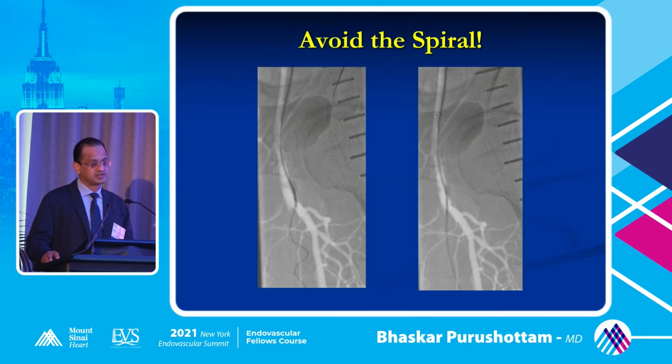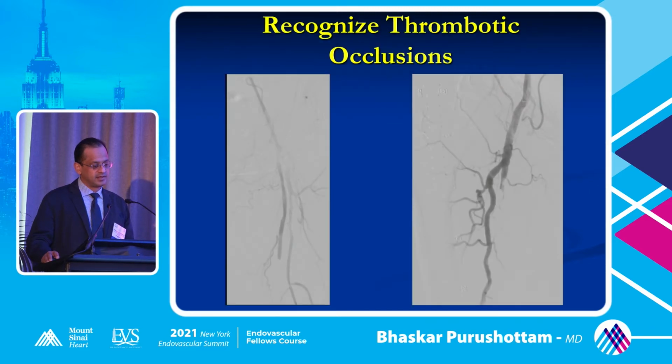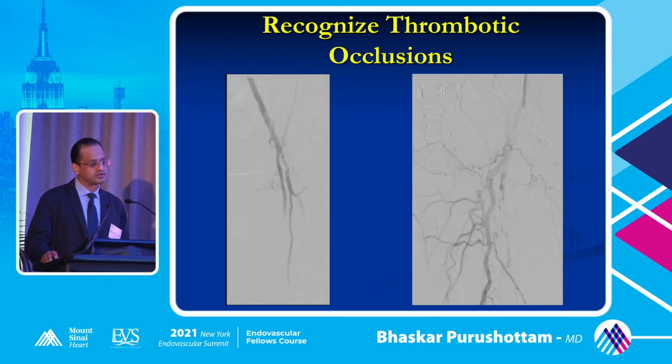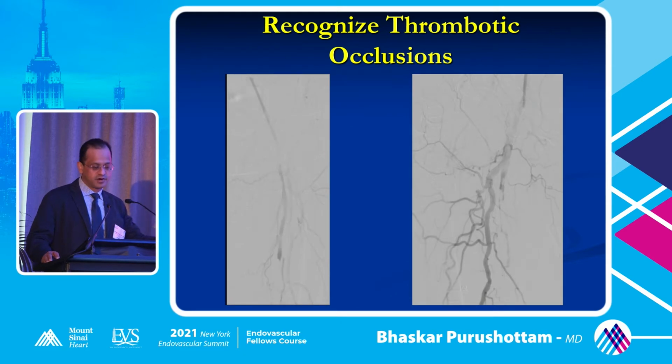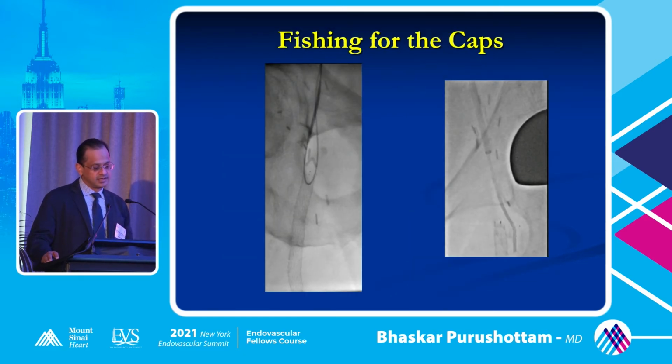Avoid the spiraling you see because you're actually dissecting around it. So try to get inside the lumen if you can. If not, at least definitely avoid the spiral. It's important when you see, sometimes, these patients present as claudicants, but they actually end up having some acute thrombotic disease. So when you see some angiographic pictures like this, think of thrombotic disease. Very important. The other thing you could do is you can try and use a catheter to fish for caps.